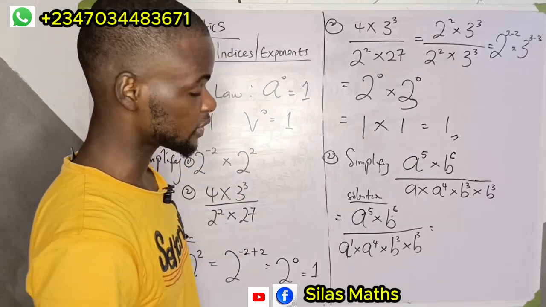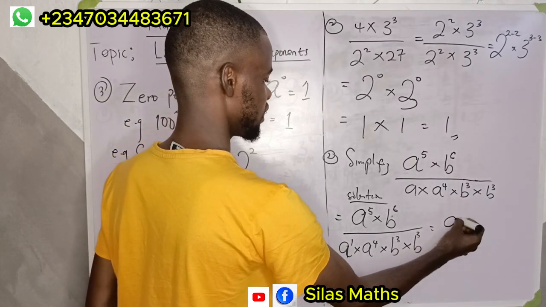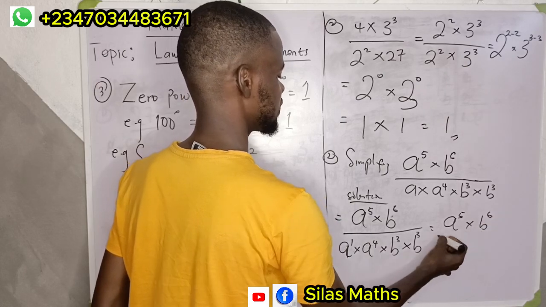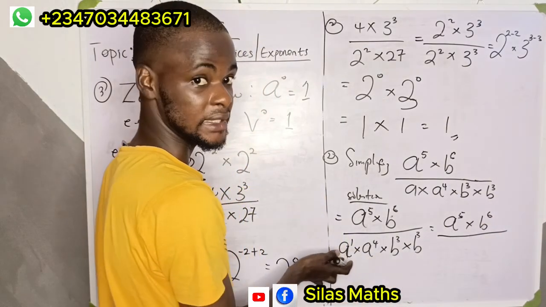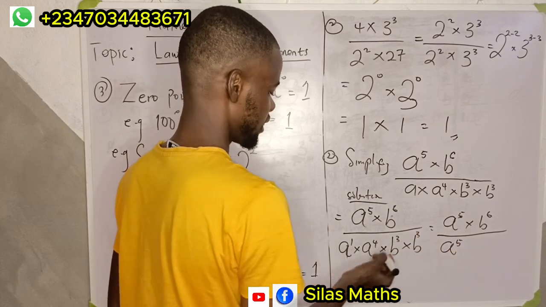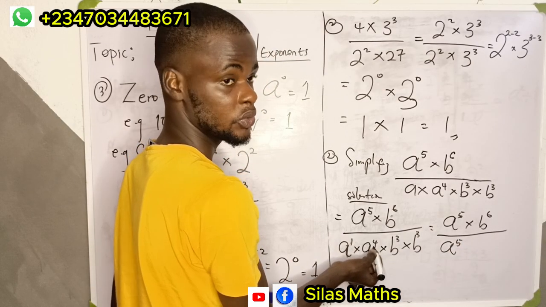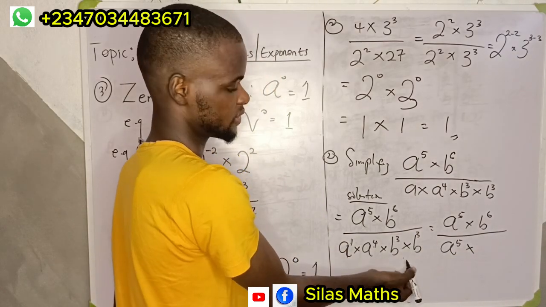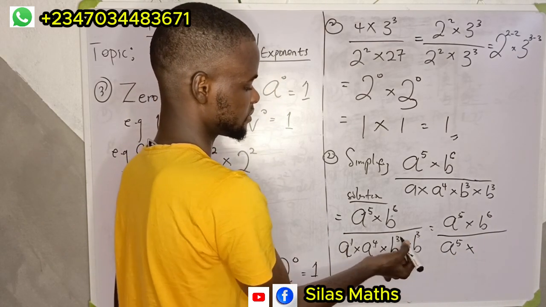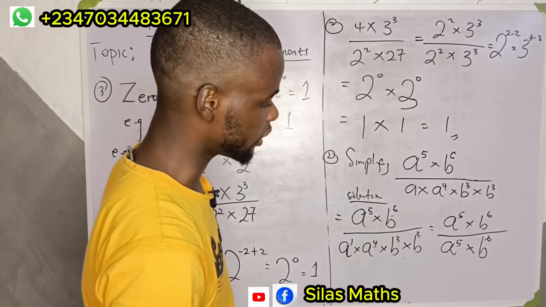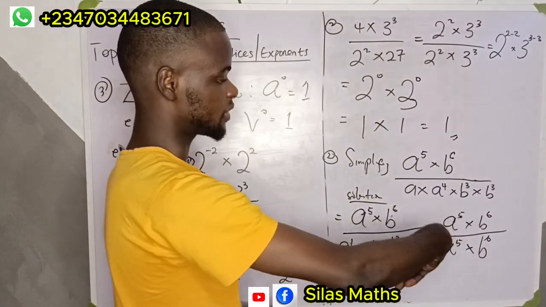So expressing this further, we say this is a to the power of 5 times b to the power of 6, divided by, these two are the same base, so we add their powers. So we are going to have a to the power of 5, because 1 plus 4 gives 5. Then these two are of the same base, so we add their powers. So 3 plus 3 gives us 6.